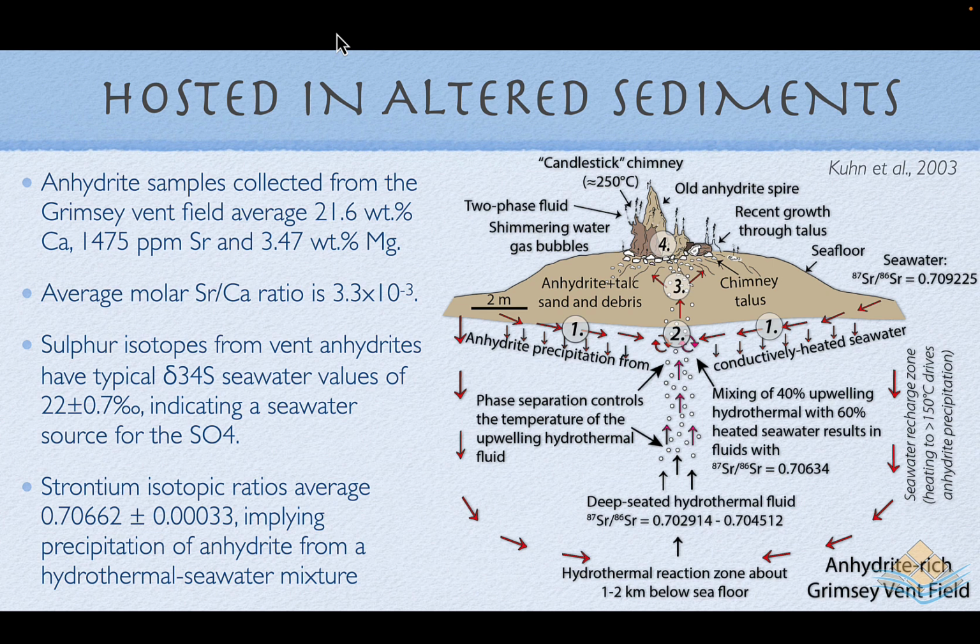The deep-seated hydrothermal fluid has a value of something like 0.703 to 0.704, which as it mixes with seawater that's circulating in that system, gives it that mixed value of around 0.706, indicating a mixing between 40% upwelling hydrothermal water with 60% heated seawater having a value of 0.7092. So the anhydrite isotopic ratios that we see in that circulation cell are telling us the same thing. As we saw in Tag Mound, we are seeing a mixing between deeply circulated, sulfate-depleted water and rising hydrothermal waters coming off that magmatic source.